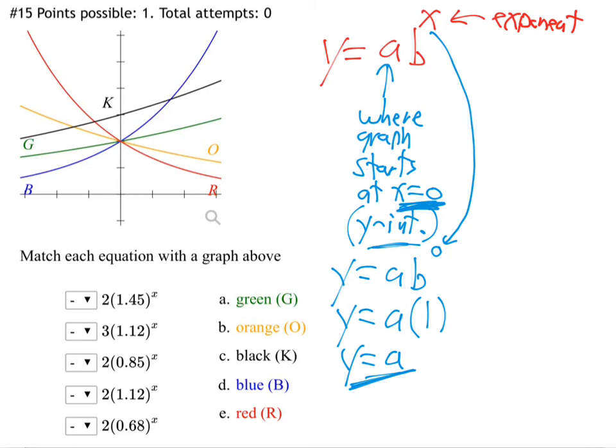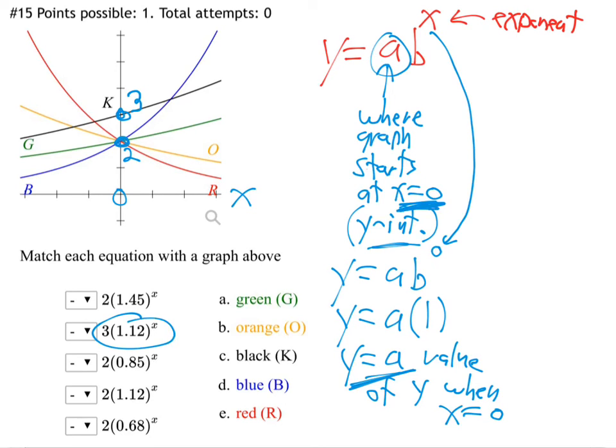So a is the value of y when x is 0, isn't it? That's what that a in the front is. It's the height when x is 0. So that means it's this height or this height. This is the x-axis here. When x is 0, it's the height. So this one's up at 3, and all the rest are up at 2. So which one of those graphs has a 3 in the front? Well, this one right here. That's got to be the black one, doesn't it? Okay. All the other ones start at 2, so we're going to have to distinguish them out.